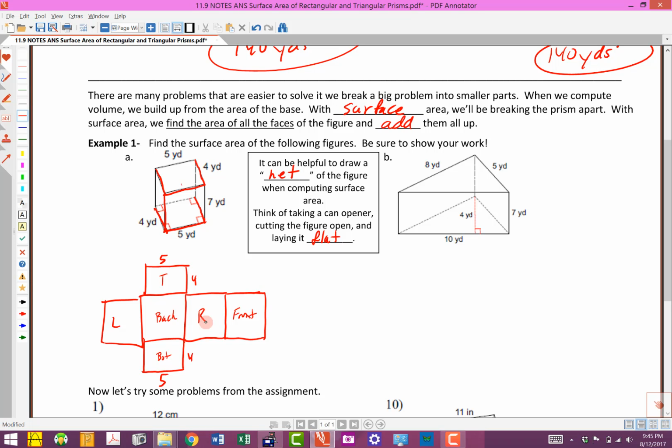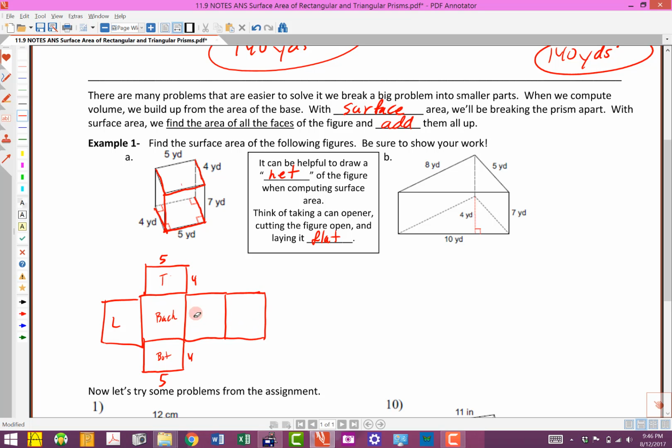Okay, so if we take that and we cut it apart, and again, sometimes physically doing this can be really helpful. Now, this area would be easy to find because we know that's 5 by 4, and it's the same thing as the bottom, so that would be great. But then the problem becomes figuring out how long are each one of these sides and the height and all that sort of stuff. So let's come back up here.